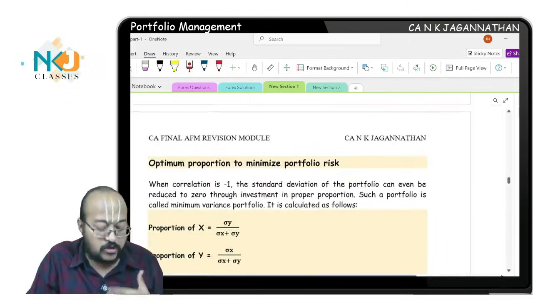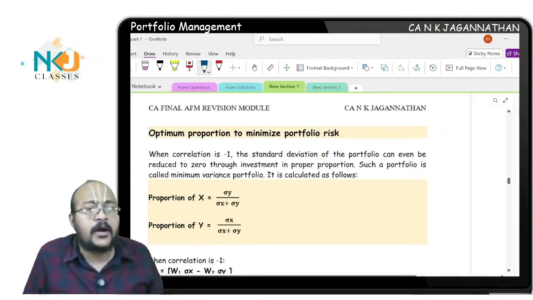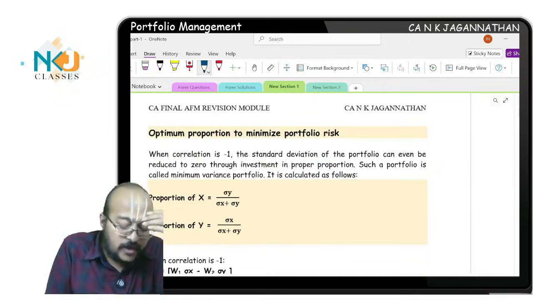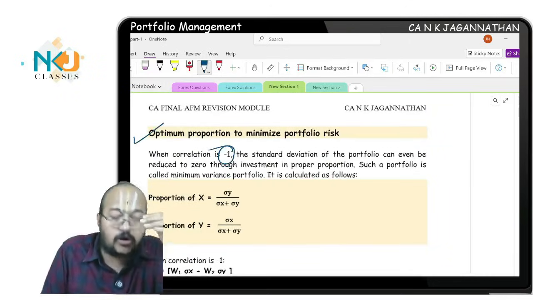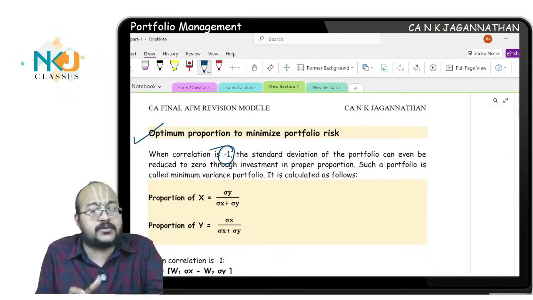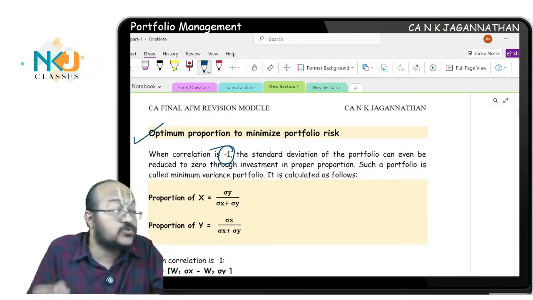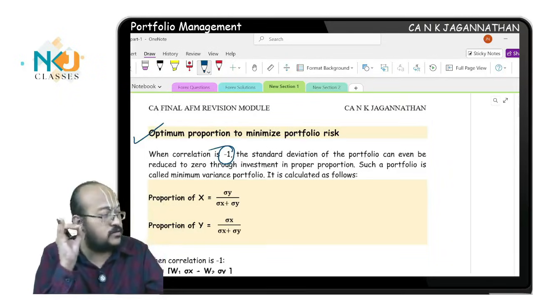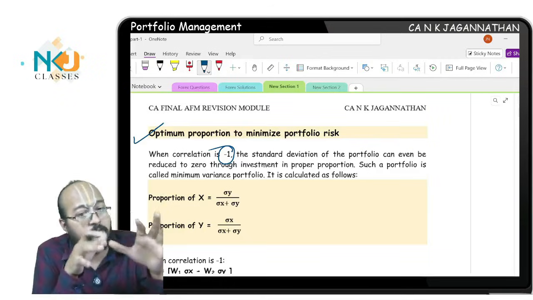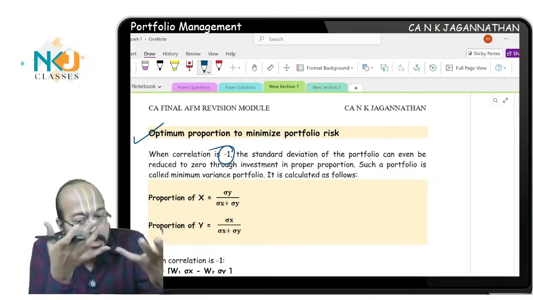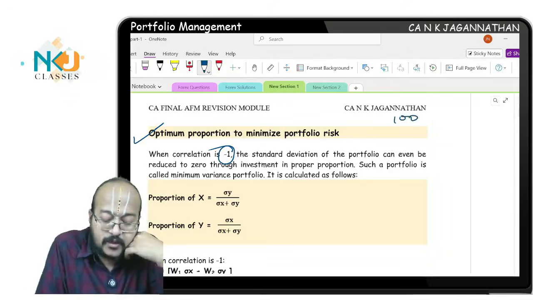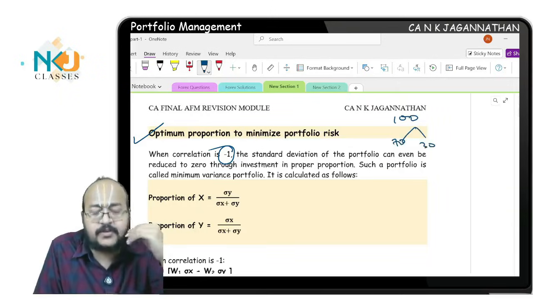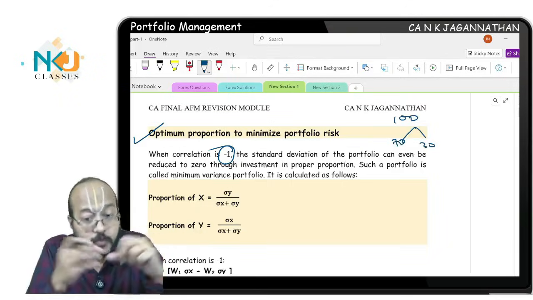Now, shall we move on? Okay. Now, I told you that at some proportion, if you invest, due to negative correlation, assume when the correlation is perfect negative, the risk can even be reduced to 0. How can it be reduced to 0? In some proportion, which you don't know. There is a formula. If you invest your money in some proportion, assume you have 100 rupees, sometimes I may invest 70 rupees in security A, 30 rupees in security B. Sometimes 60, 40, 50, 50, anything is possible.